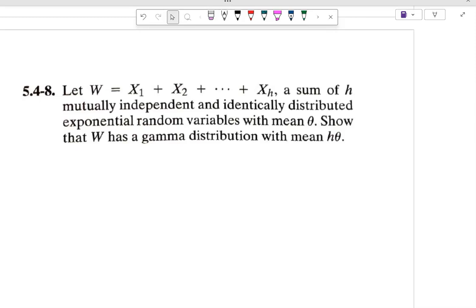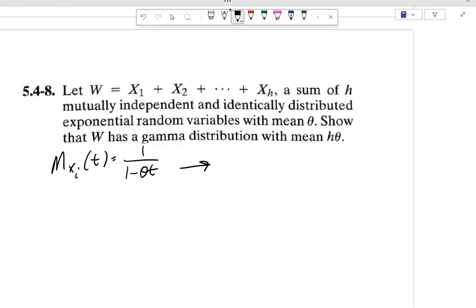What is your moment generating function for each of your random variables, X sub i, each of the exponential ones? What is a moment generating function for an exponential distribution? Yeah, it's 1 over 1 minus theta t. Good.